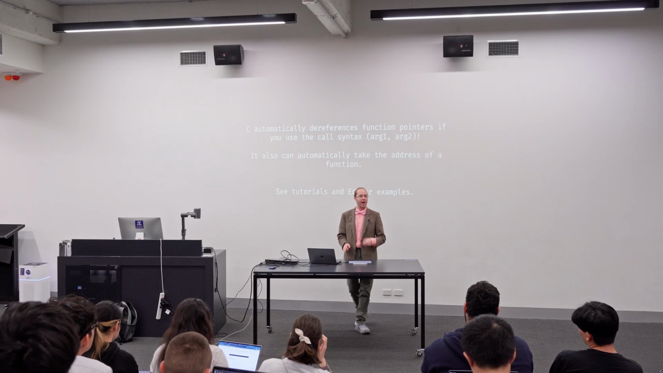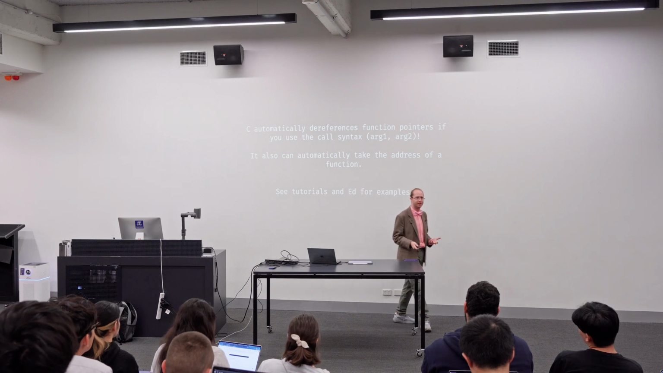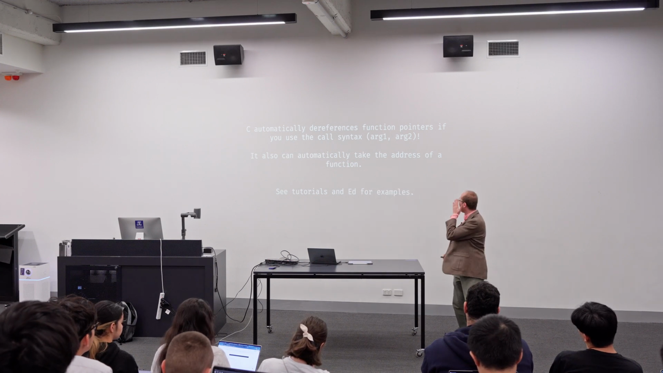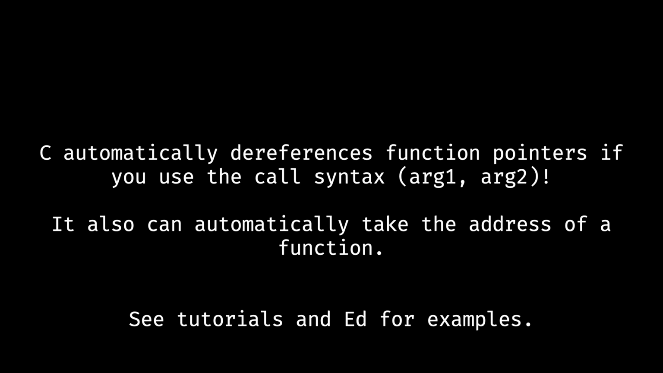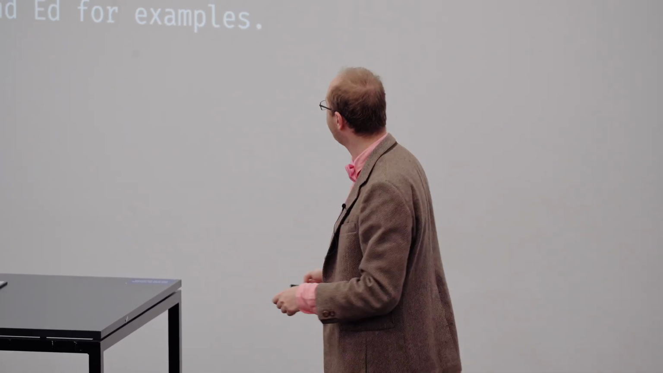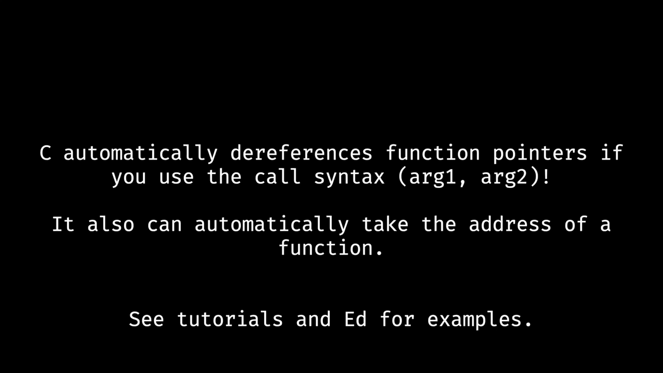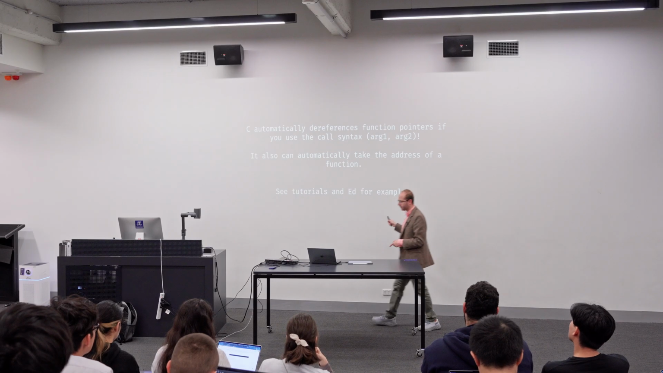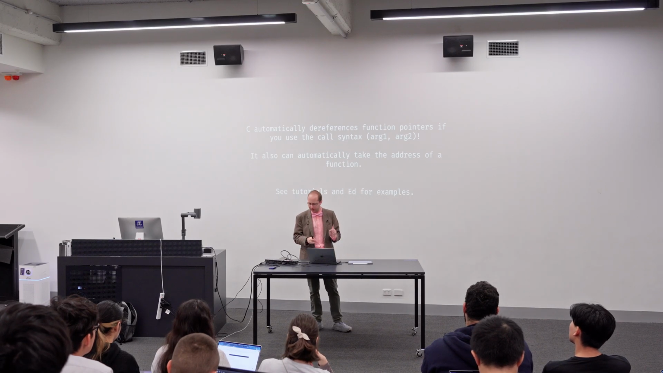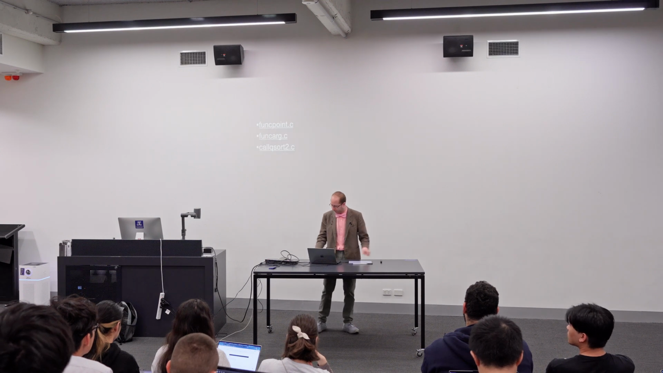So C has some odd syntactical choices around function pointers. Among them, it's going to automatically dereference them. I mean, you can dereference them if you like, but if you call the function using that bracket syntax with the arguments, it'll automatically call it for you. It'll automatically dereference. C will also automatically take the address of a function when you start setting up function pointers. And we'll go through this. We've got some examples on Ed, some in your tutorials, and we'll do one or two of them right now.